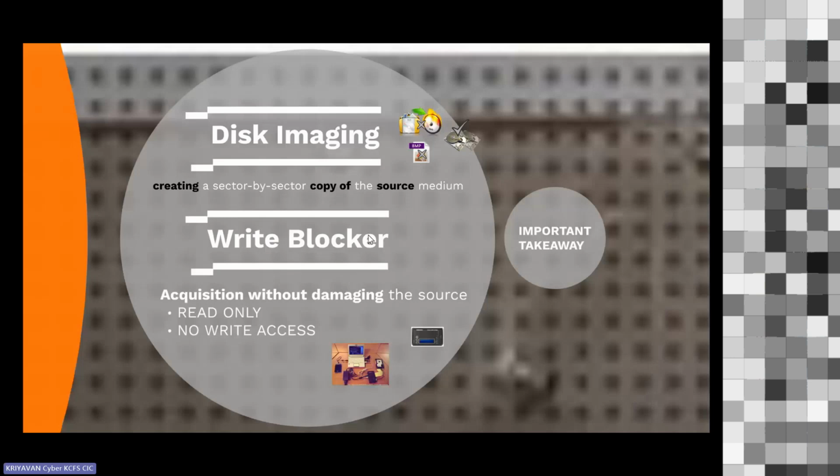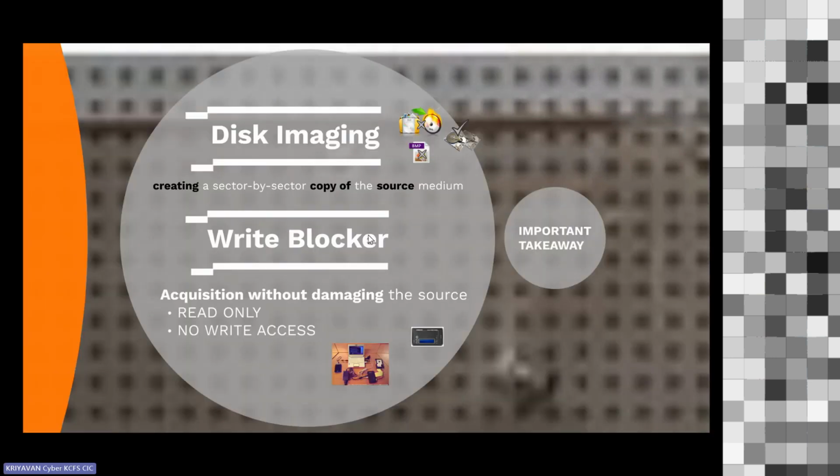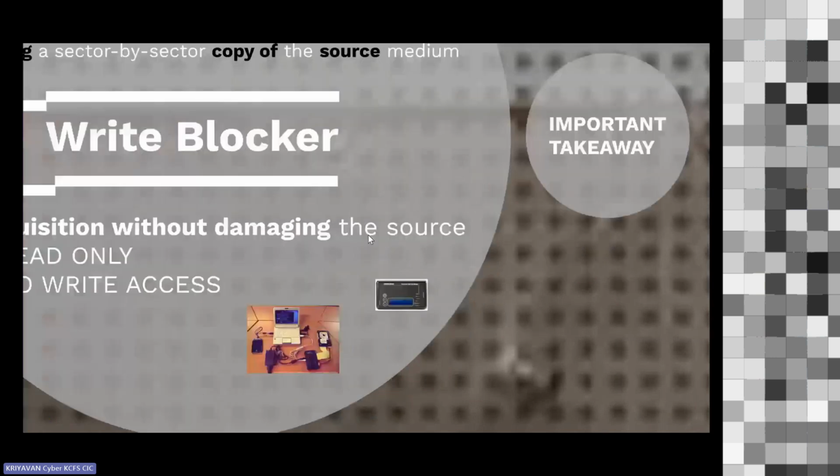You are going to image the disk, as you saw in the second definition. You are going to image the device, but you're going to use it in the right way. As we saw in the definition of digital forensics, we need to preserve the evidence in its original form, right? So for that, we'll use something called a write blocker. You see here, acquisition without damage. Acquisition means imaging without damaging the source.